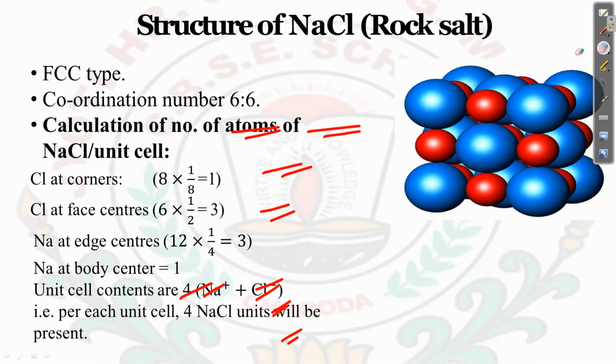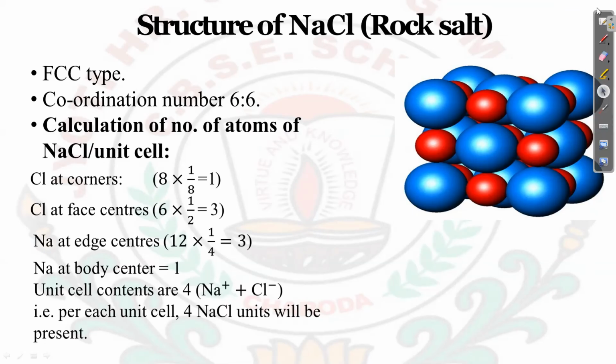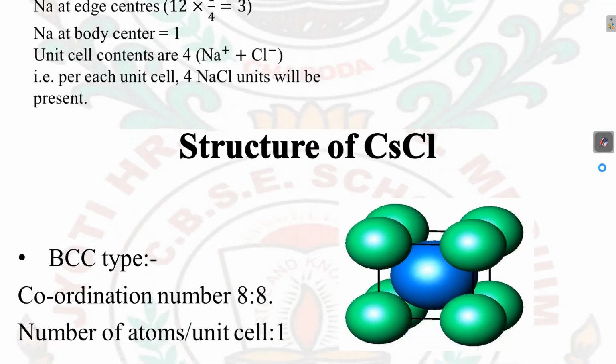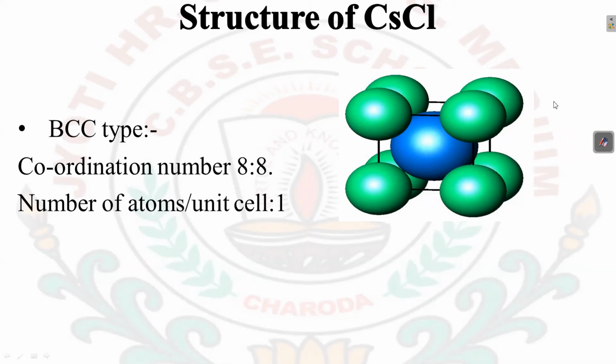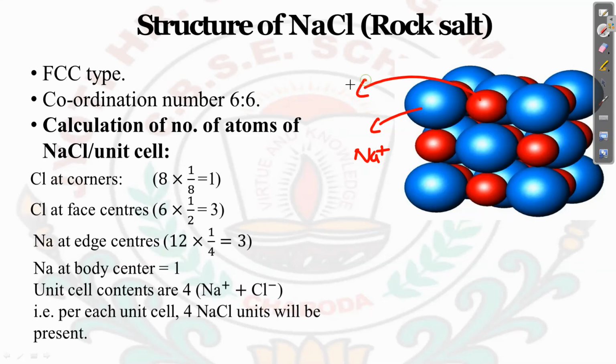So for NaCl, this is the cubic lattice for NaCl. Here, this blue is showing the Na plus, and this red is showing the Cl minus ion.